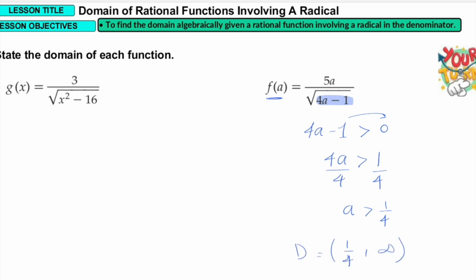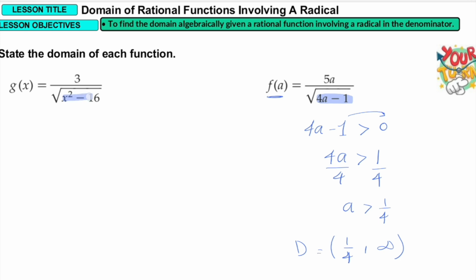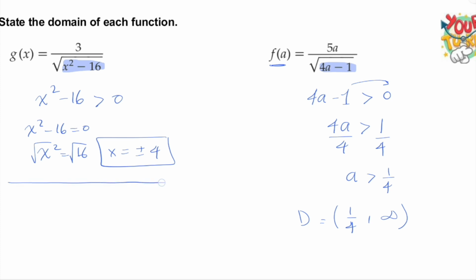This is my domain. Here, this is a quadratic inequality under the square root. So x squared minus 16 greater than 0. I remove the equal sign. If I get the zeros of this, I will get x squared equals 16, square root, so x equals positive and negative 4. And sketching this on a number line to help me quickly test: negative 4, open circle, positive 4, open circle.